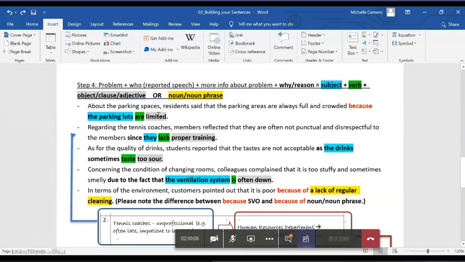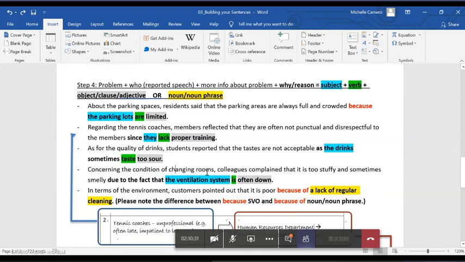About the parking spaces, comma, residents said that the parking areas are always full and crowded because the parking lots are limited. Or we have, regarding the tennis coaches, comma, members reflected that they are often not punctual and disrespectful to the members since they lack proper training. We've got another one. As for the quality of drinks, comma, students reported that the tastes are not acceptable as the drinks sometimes taste too sour.